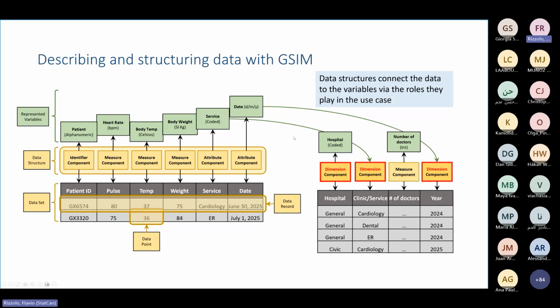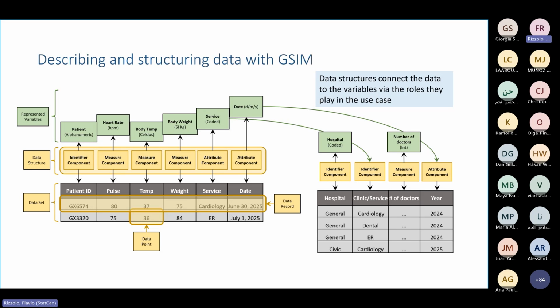So the new variables, hospital and the number of doctors, are essentially identifier component first, the hospital, and measure component, the other one. And essentially, they are playing the same role as the measure component before. So it's basically saying the measure component here is identifying the values that we're interested in, and the rest are identification or attributes.